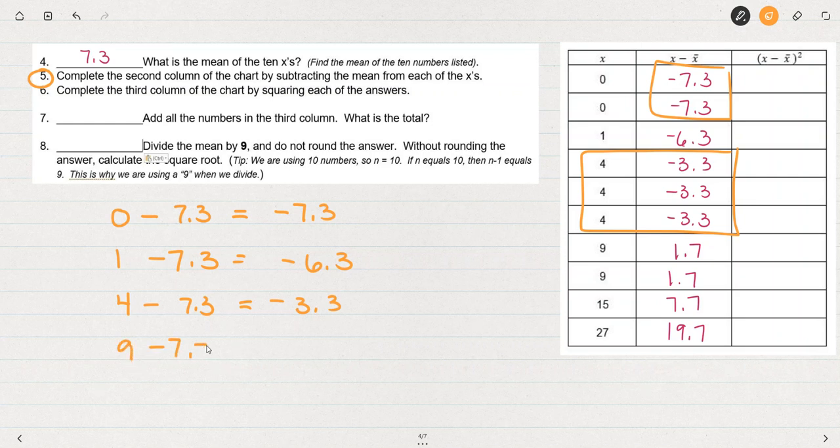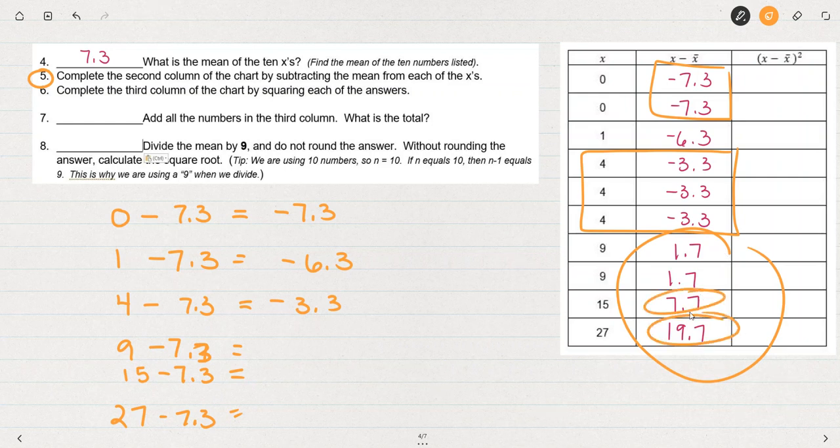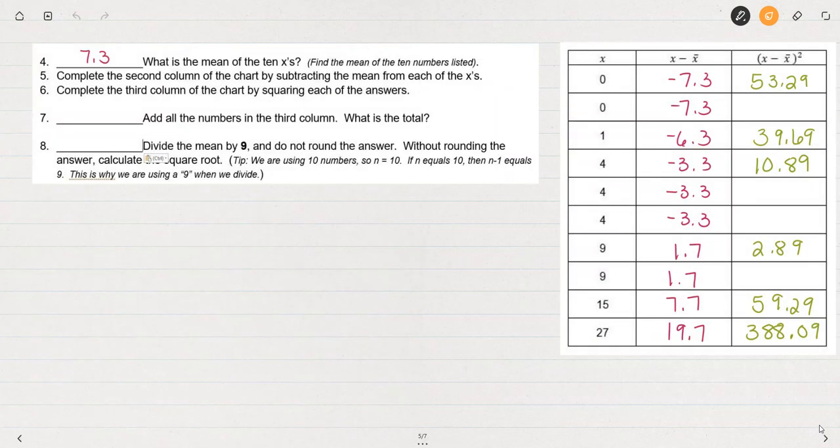9 minus x bar. Now we're finally getting some positive numbers. 15 minus, oh, let me write the correct x bar. 15 minus x bar and 27 minus x bar, where I get these other numbers: 1 7/10 repeated twice, and then 7 7/10 and 19 7/10. So that completes the second column. Let's move on to the third column. I'm going to take each of those numbers and square it.